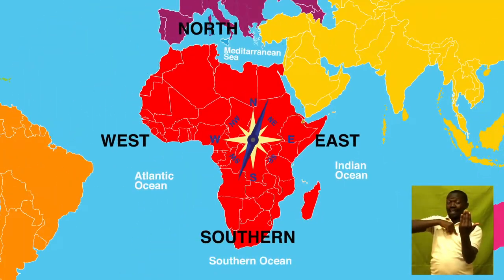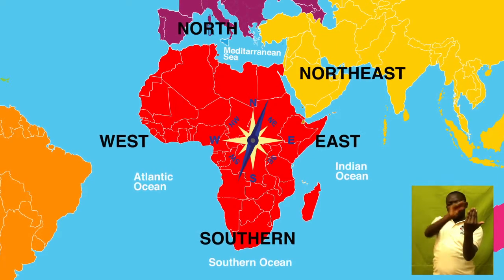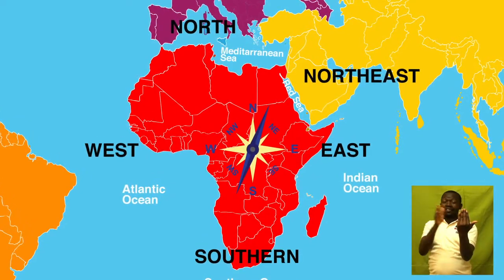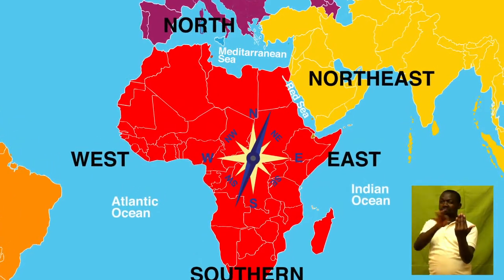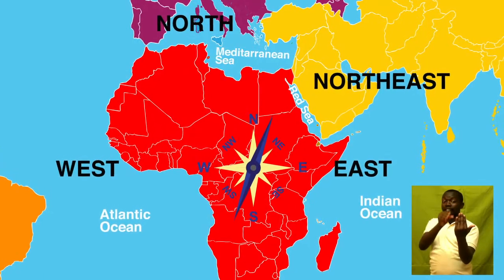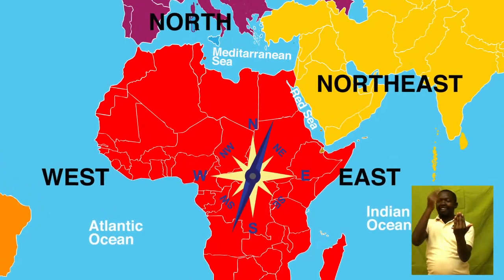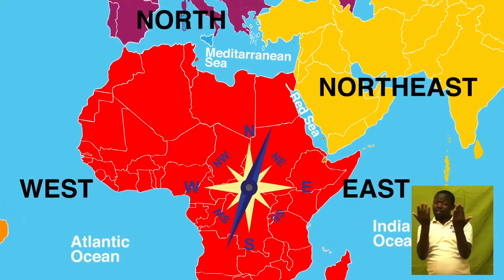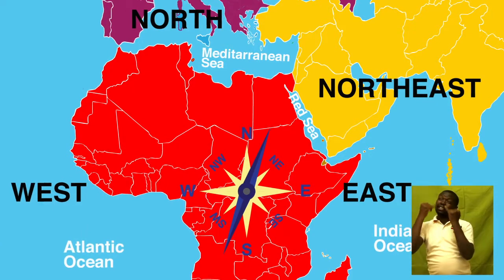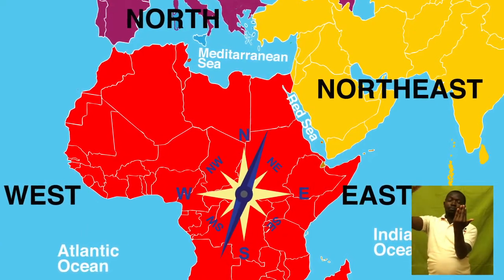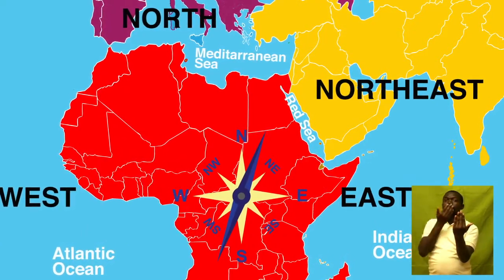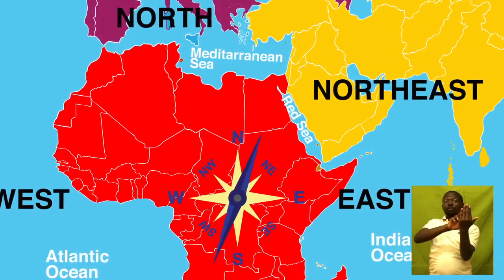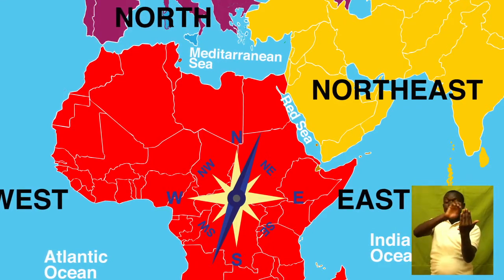Now let's move to the northeast of Africa. We have the Red Sea. And the Red Sea is also a very important sea. It separates Africa from Asia. And remember, in the Bible, the Red Sea is there. It is where the children of Israel crossed from Egypt to the Promised Land. So the Red Sea is very important. It is also washing Africa's northeastern coastline.